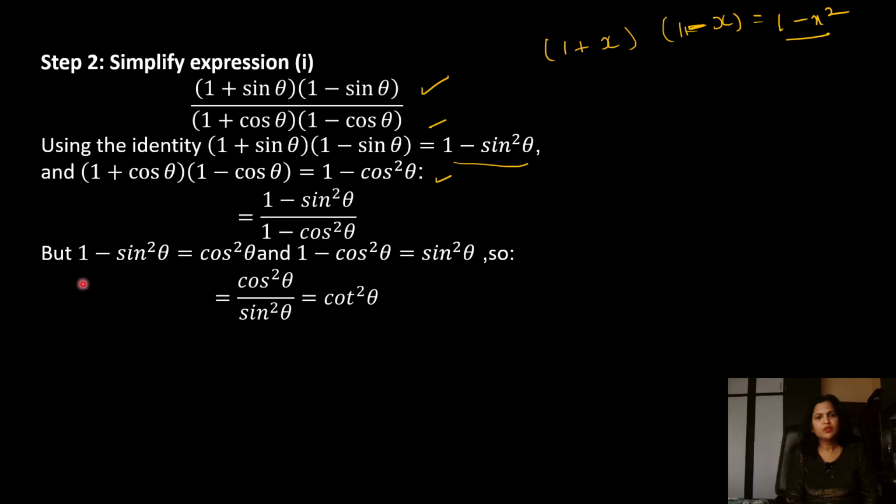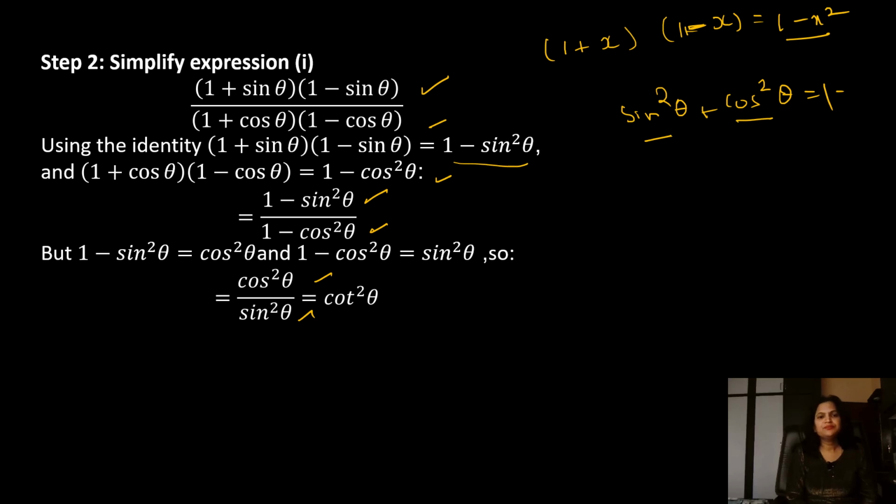But 1 minus sine square theta is cos square theta. How is it? Sine square theta plus cos square theta equals 1, right? If I want cos square theta, it is 1 minus sine square theta, since bringing sine square theta to the opposite side makes it negative. Instead of that, I write cos square theta. Similarly, from the same equation, 1 minus cos square theta is sin square theta, since cos square theta on the opposite side becomes negative.